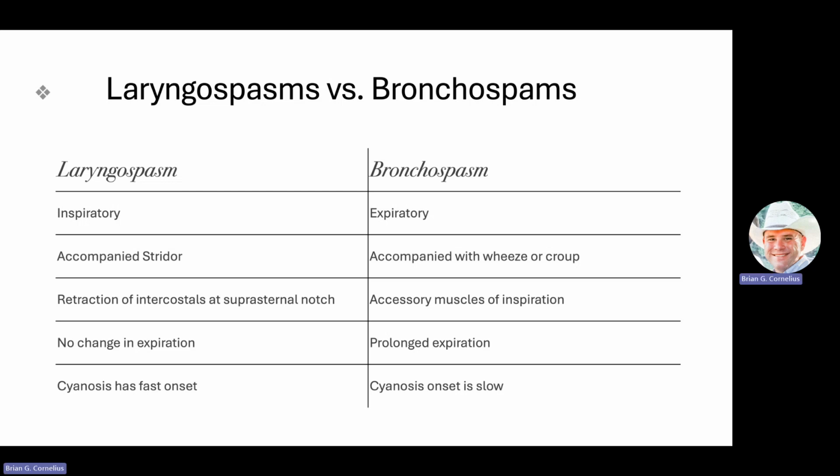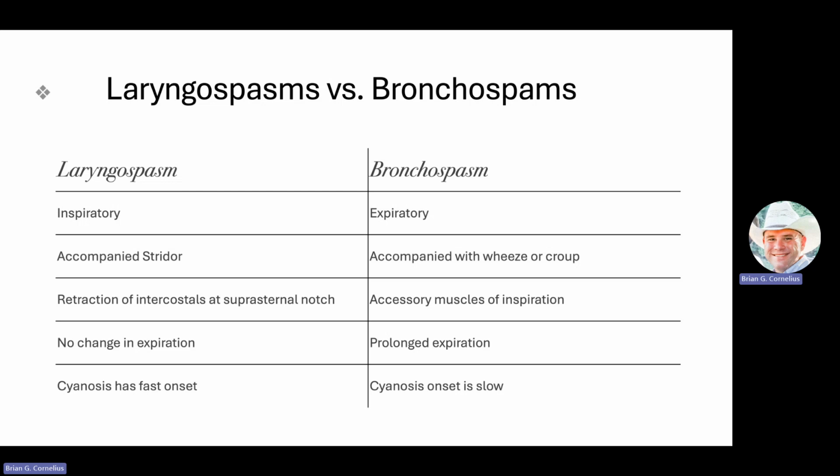Issues you run into and kind of differentiating the two. Laryngospasm tends to be an inspiratory condition, whereas with bronchospasm, they tend to not be able to exhale, so they have a whole lot of air trapping. With laryngospasm, you'll have stridor. Bronchospasm, you tend to have wheezing or croup. With that being said, you can still hear stridor on expiration with patients with a bronchospasm. So ultimately, it may be a little bit hard to differentiate the two, but these are just some helpful tips for you.